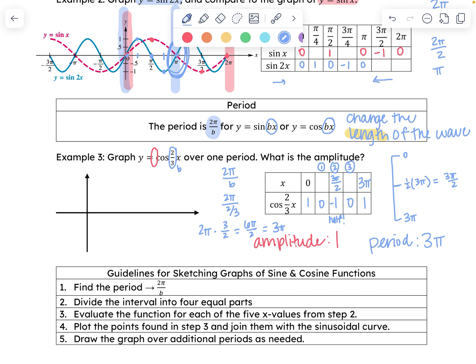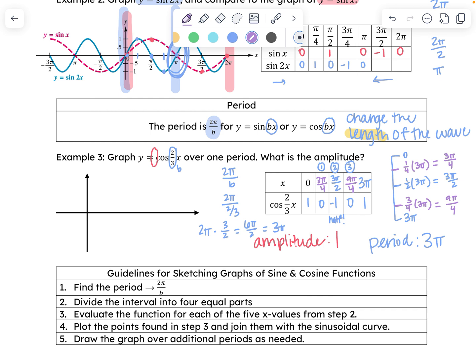Now, if that one is half, to find my other points here, to find this one and this one, the 1 and the 3, those are going to be the fourths. This one is going to be 1/4, and this one is going to be 3/4. So I'm going to take that and multiply it by my period. So 1/4 times 3 pi is 3 pi over 4, and 3/4 times 3 pi is going to be 9 pi over 4. So 3 pi over 4 and 9 pi over 4.